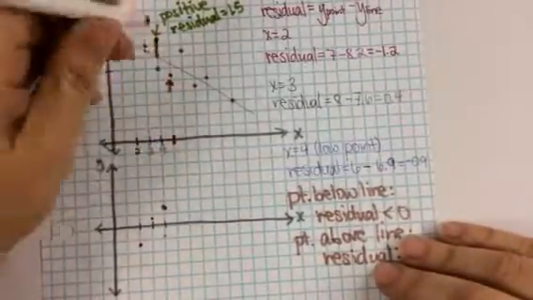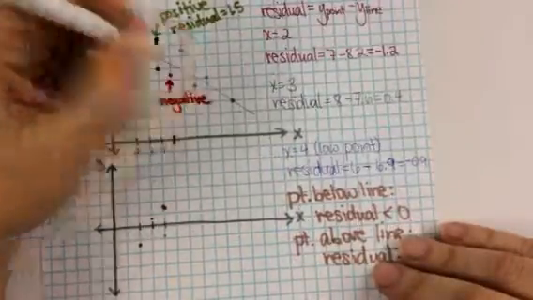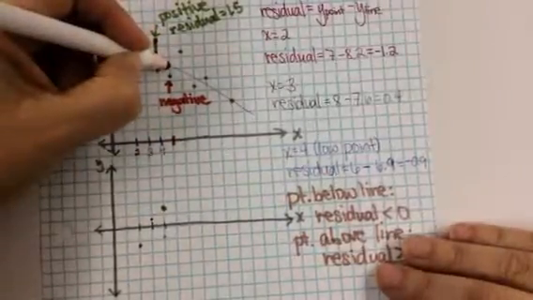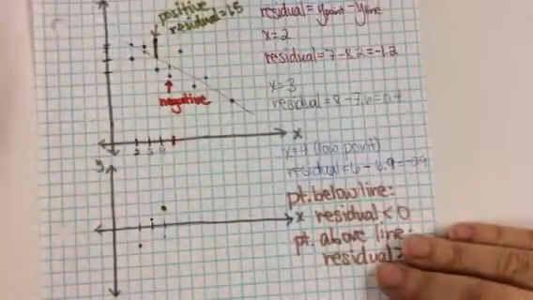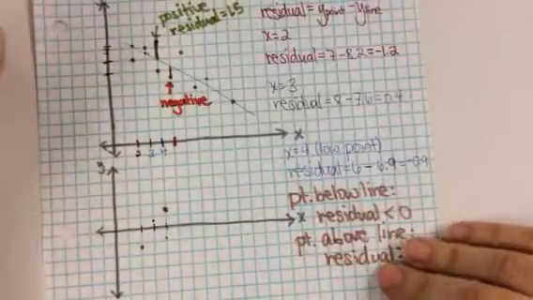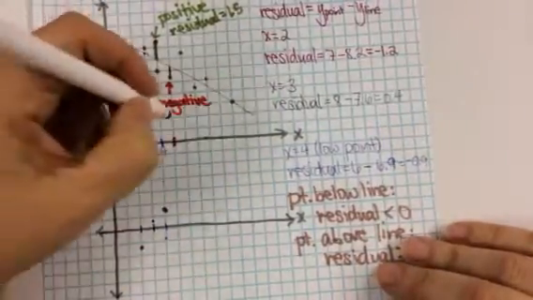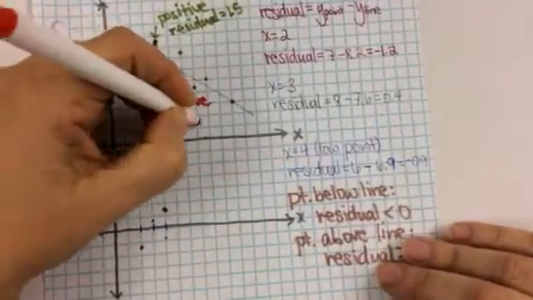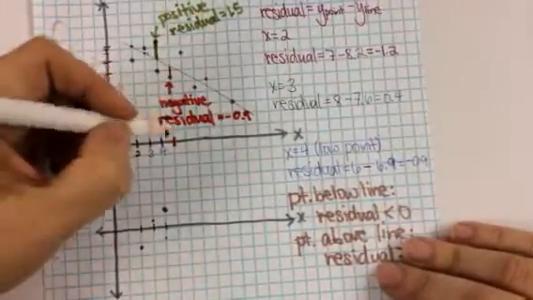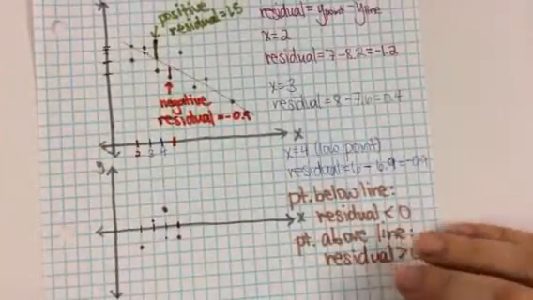This point is going to have a negative residual because it's below. And I want to estimate. Okay, let's see. That looks like maybe this little segment right there, maybe like 0.3. And then this little segment right there, maybe like 0.5 or 0.6. So that would make like 0.9. So the residual, since it's below, is going to be negative 0.9. Okay, so for x equals 5, I'm going to go negative 0.9 again, almost down.